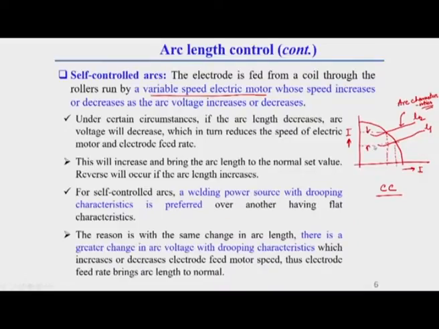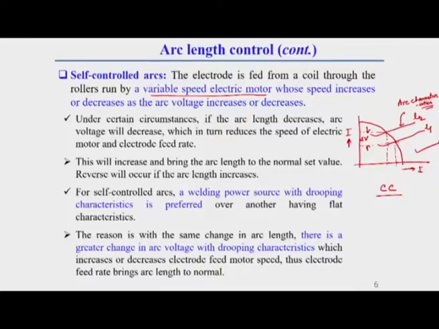Here, with a small change of arc length, comparably more voltage drop takes place compared to this flat characteristic. That means for the same arc length variation, if you use a constant voltage or flat characteristic power source, the voltage difference will be different. You will get more voltage variation or more voltage drop in the case of a constant current power source compared to constant voltage power source characteristics.